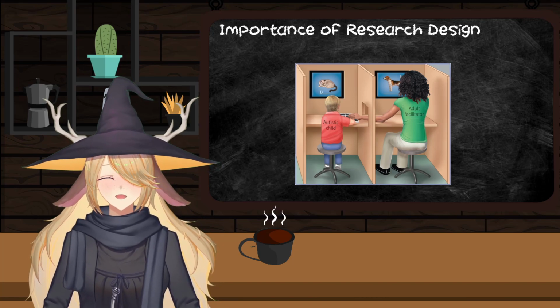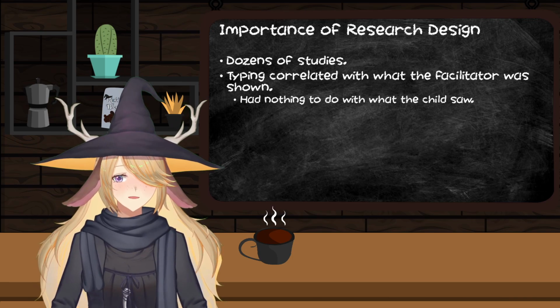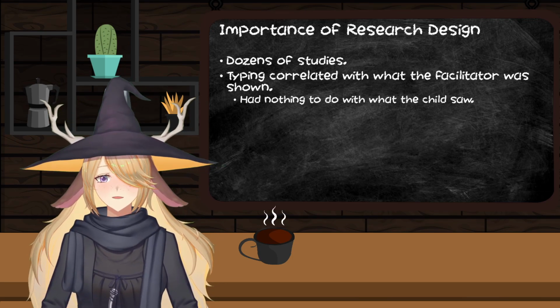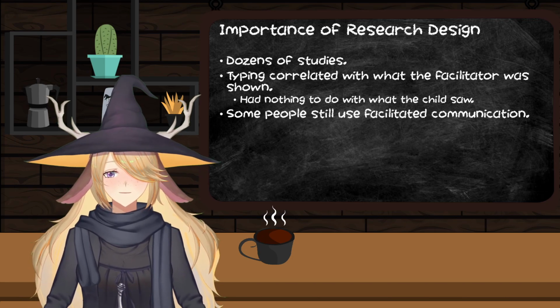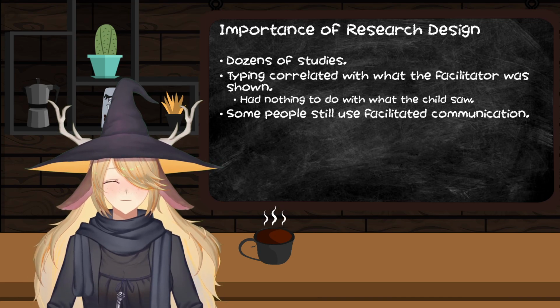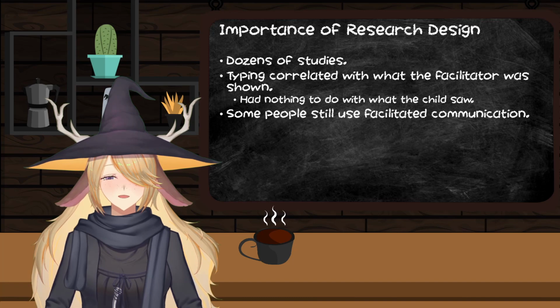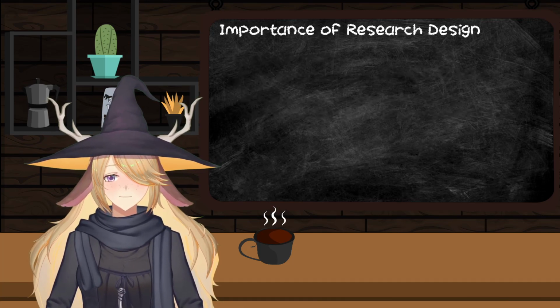it really just depended on what the facilitator saw. And over the course of dozens of studies, that's what robustly came out, that this had nothing to do with what the child saw. And yet, some people still use facilitated communication. Dozens of studies later, it's about as robust a refutation as anything can have. And there are parents that still swear by this.